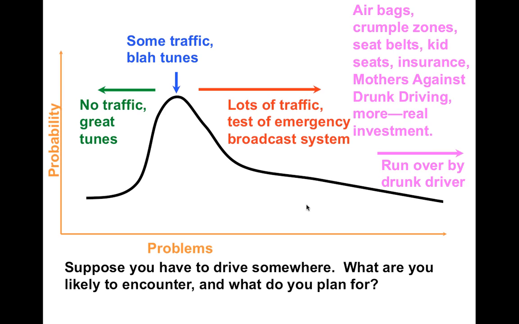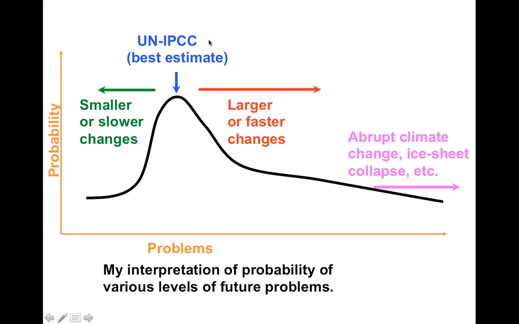The possibilities for a driver are mostly on the bad side. And we know that, and so what do we do? We buy a car that has airbags, it has crumple zones, it has seat belts, it has child seats. We take out insurance. We support police who try to arrest drunk drivers. We support groups that try to block drunk driving. We pay traffic engineers to make the roads safer. We spend a lot of our transportation budget on reducing the risk of something that's not very likely because it's so catastrophic if it happens.